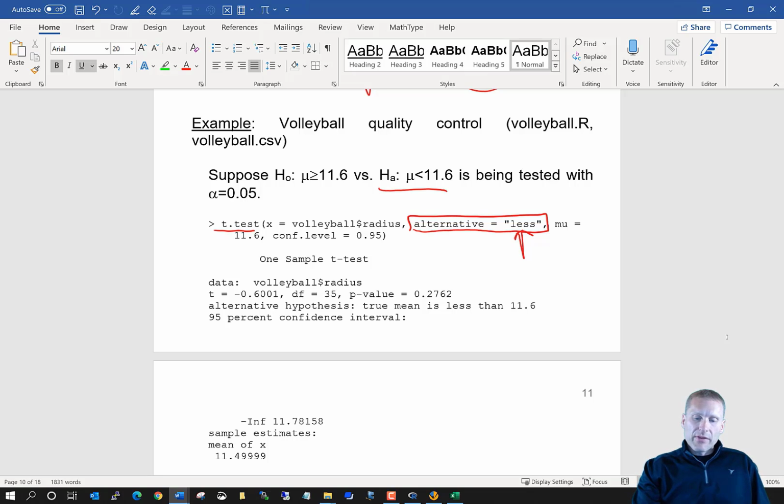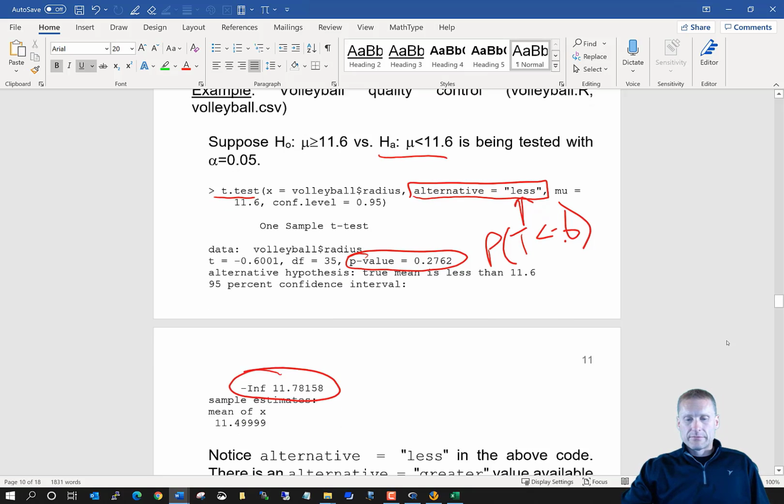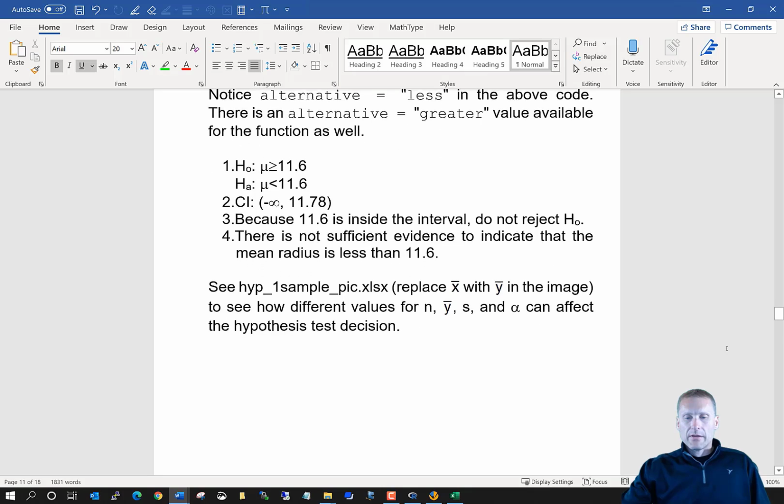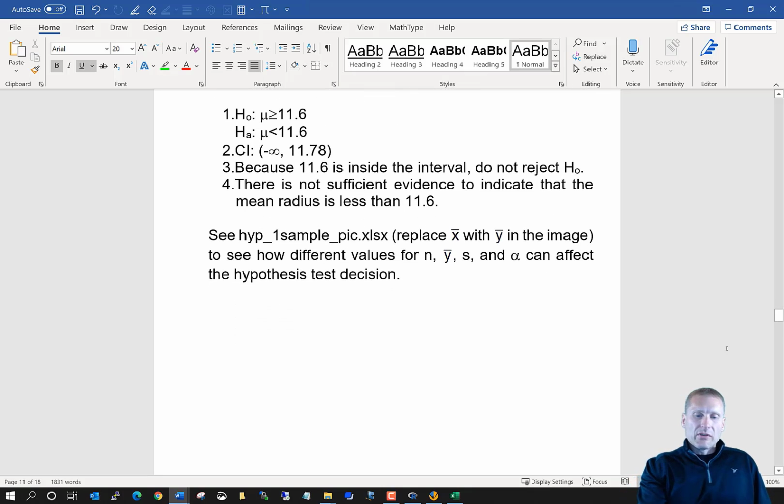So with this, everything remains the same except for, here's my p-value, 0.2726. This is representing the probability that random variable t is less than negative 0.6. Notice here's my interval. It's now a one-sided interval. So I go ahead and do the test. Again, here's my interval. Notice that 11.6 is actually inside that interval. So therefore, I do not reject H0. There isn't sufficient evidence to indicate the mean radius is less than 11.6.